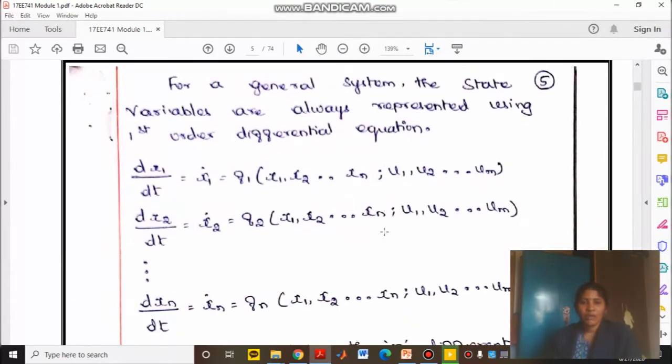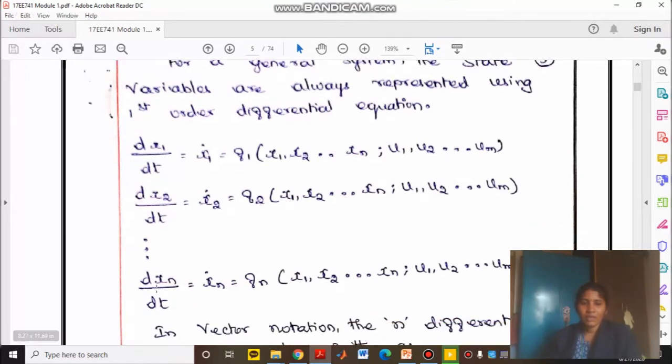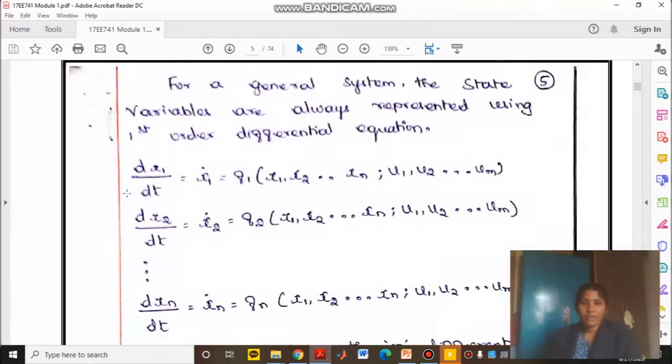Next, in general, we know that the state variables are represented using first order differential equations. So x1 can be written as dx1 by dt, x2 can be written as dx2 by dt, x3 can be written as dx3 by dt. Likewise, the nth state variable is written as dxn divided by dt. So this dx1 divided by dt can be written as x1 dot. So x is nothing but your state variable, that is the state variable representation. So always the state variables are represented using first order differential equations.